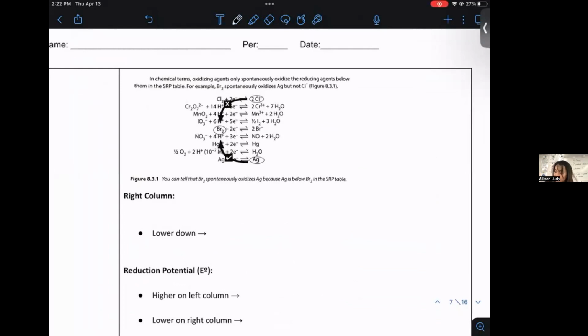Okay, elements, these are elements that will give electrons spontaneously.